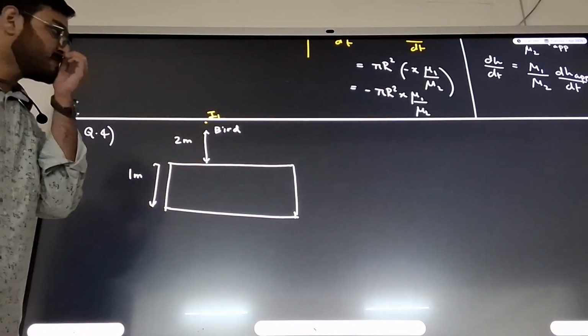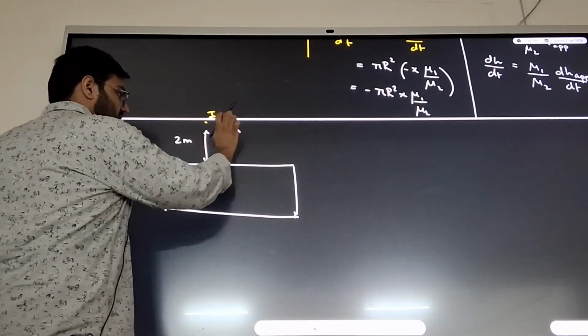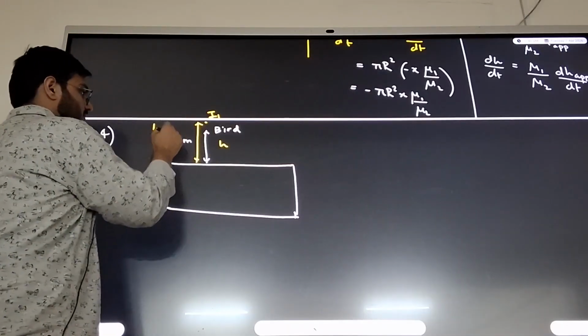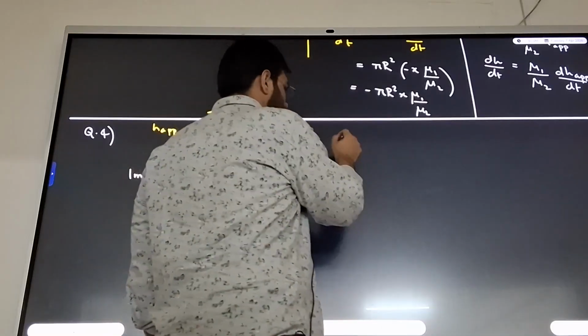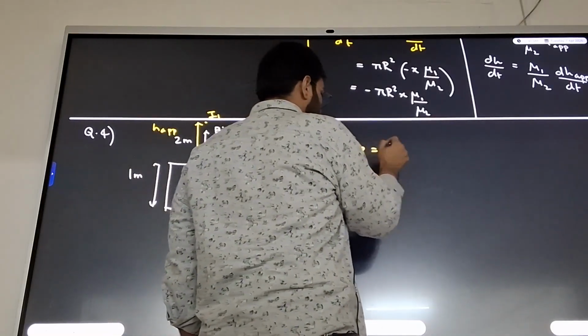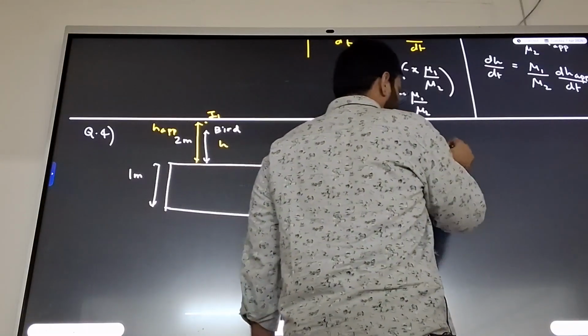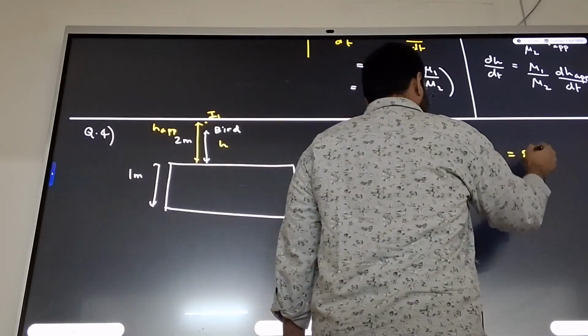Can somebody tell me? If this is D and if this is height, then what will be H apparent? Should I multiply by mu or divide by mu? Very good. H apparent will be mu times H. And what is mu given to me? 4 by 3. 4 by 3 into H. What is H? 2. So this is 8 by 3 meters.